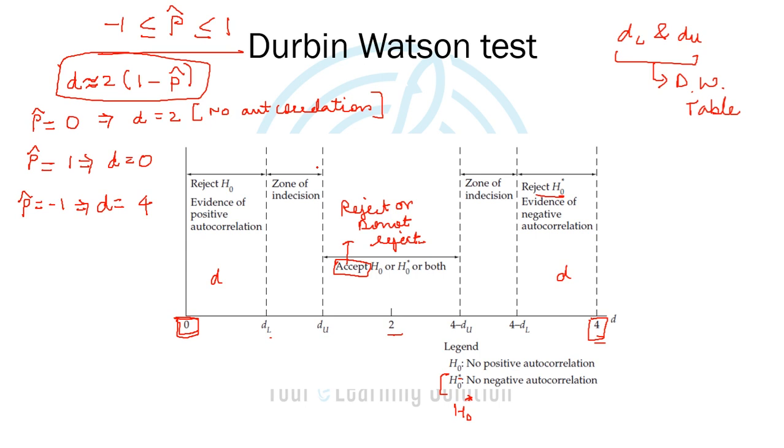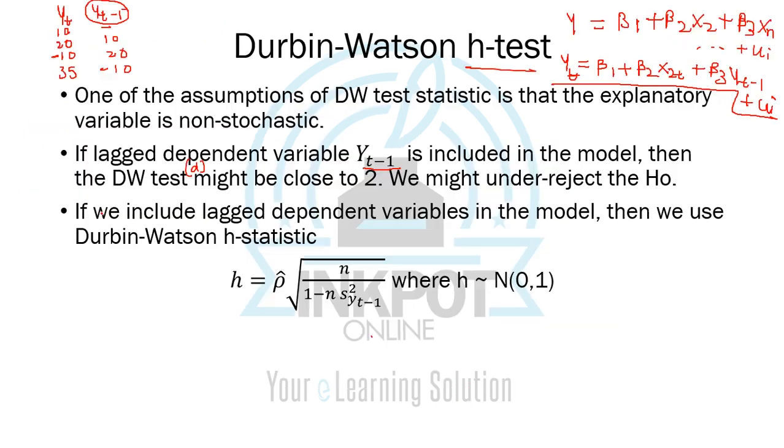and we might under-reject H naught. We can see this decision rule table, and we can see that if the value of d is close to 2, in such a scenario we do not reject the null hypothesis. So if we include a lagged dependent variable, that is yt minus 1, in the model, then we can use the Durbin-Watson H statistic, and it is defined as given here.